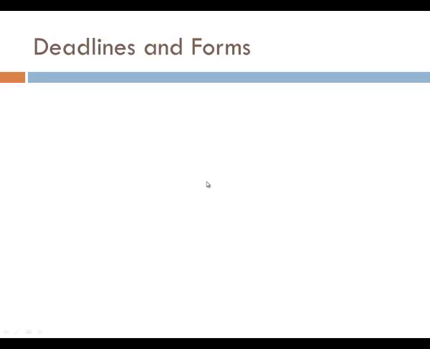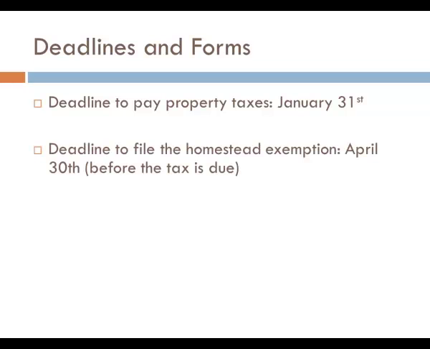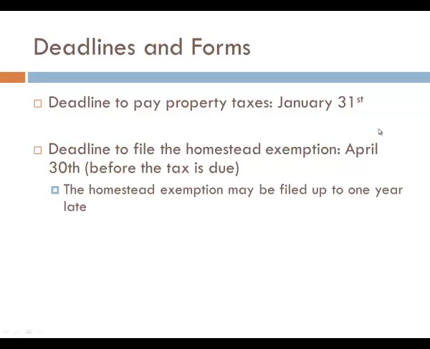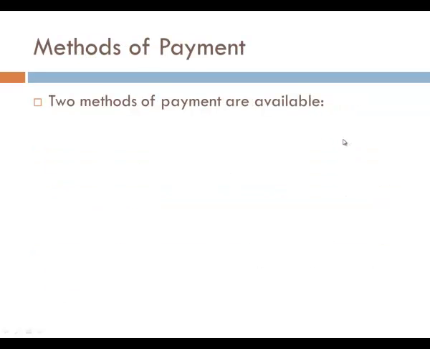Also important in payment is deadlines and finding your forms. The deadline to pay property tax is January 31st. However, the deadline to file homestead exemption is April 30th before the tax is due. And don't worry if you come January and you haven't filed this already. You can still save the 20% by filing up to 1 year late. Deadline to file a protest is either May 31st or 30 days after a notice of appraised value was mailed to you, whichever is later.